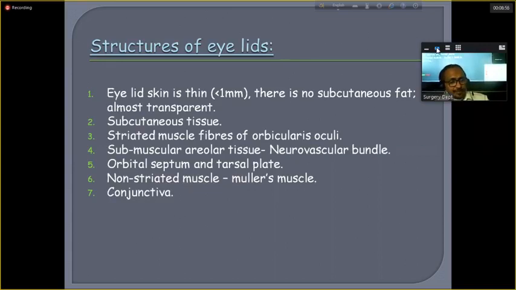and orbital septum and tarsal plate. Tarsal plate is near the lid margin, and orbital septum is attached to the tarsal plate, which extends and attaches to the rim of the orbit. So orbital septum separates the eyelids into two parts, anterior and posterior.